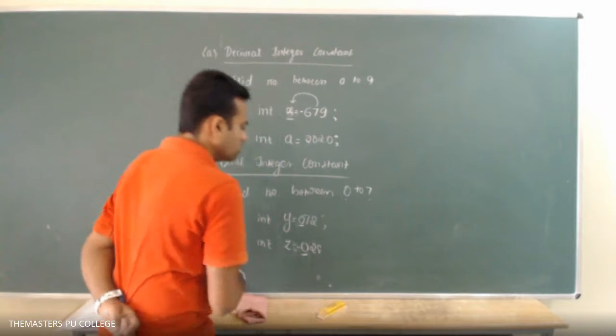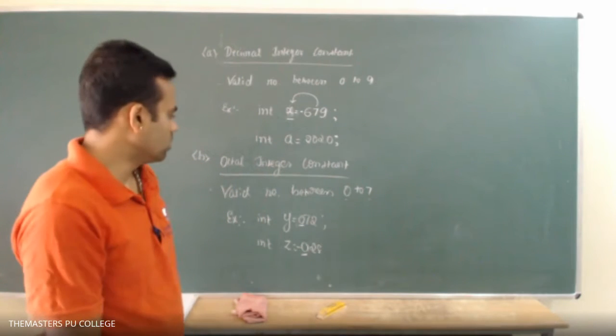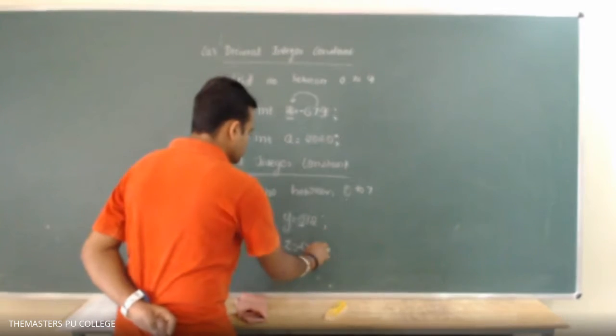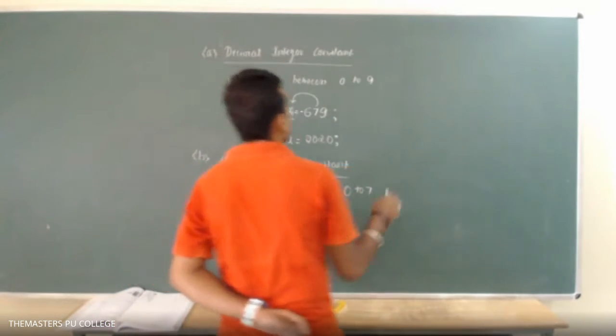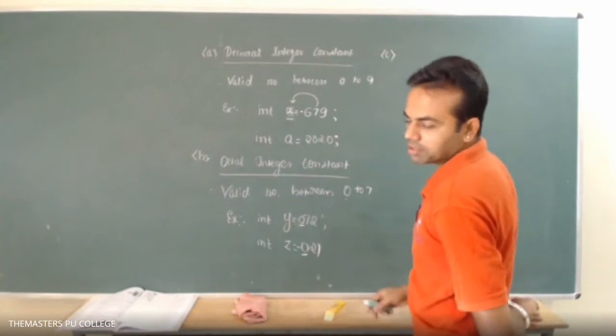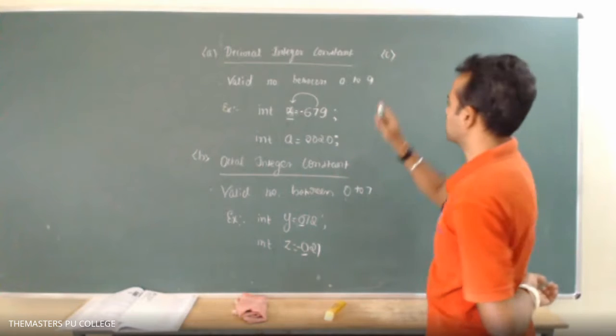Okay, so 0 represents octal. 8 cannot be there, sir. It's an octal number. Yeah, so 27 is a valid combination of 0 to 7. We cannot have the value 8 because it is an octal integer constant.